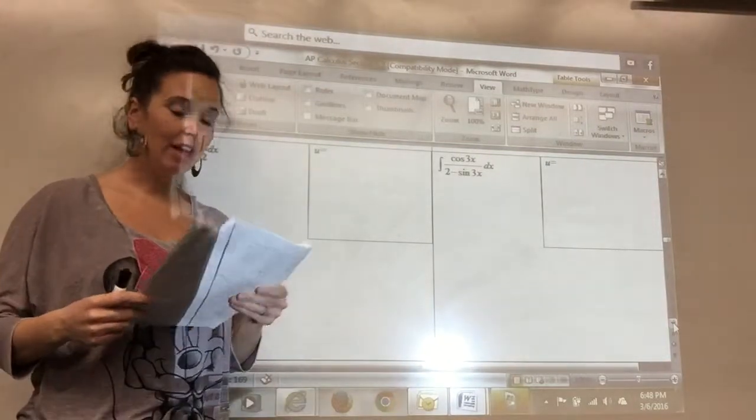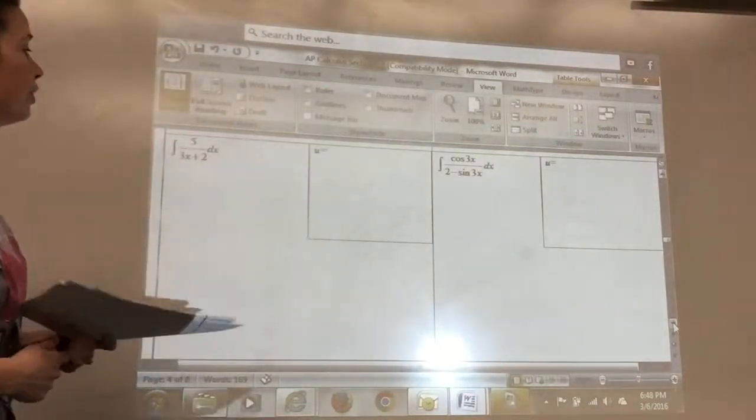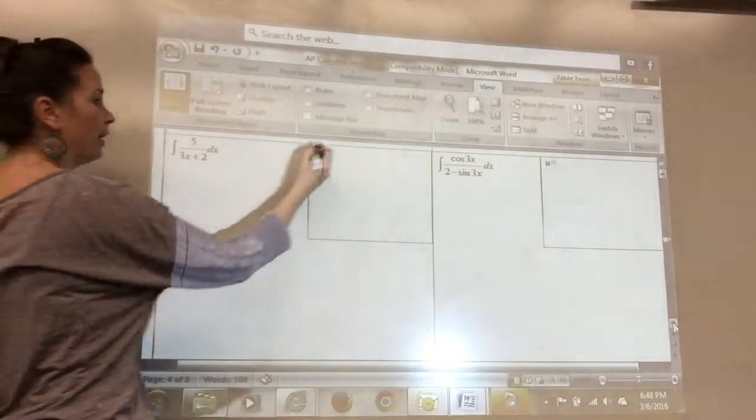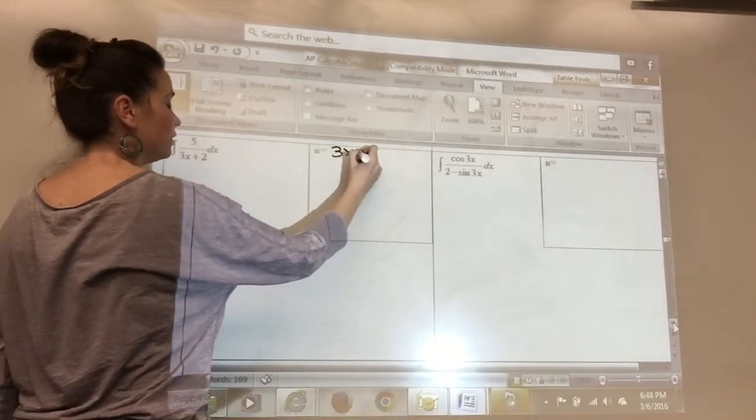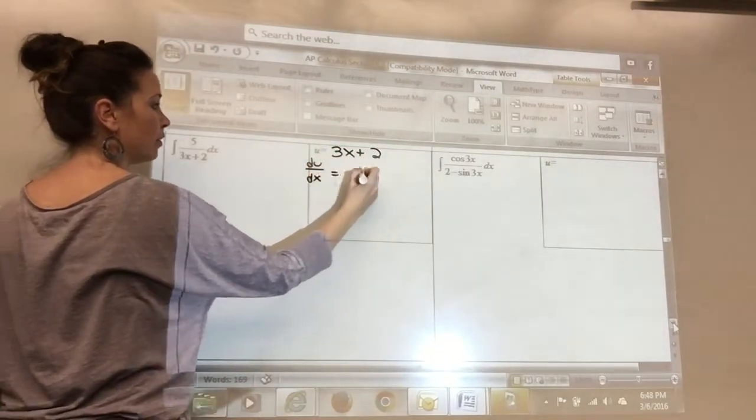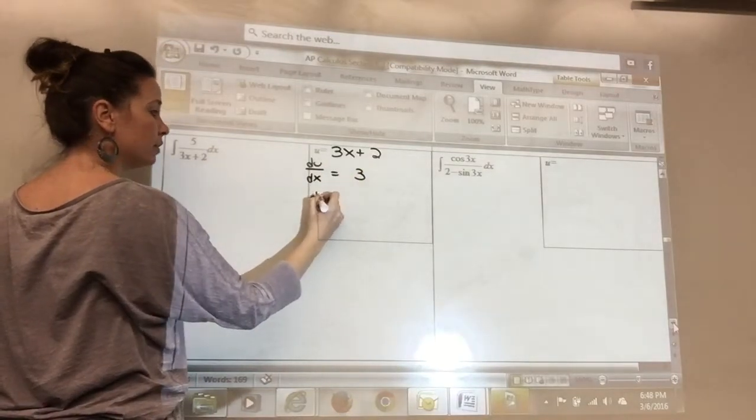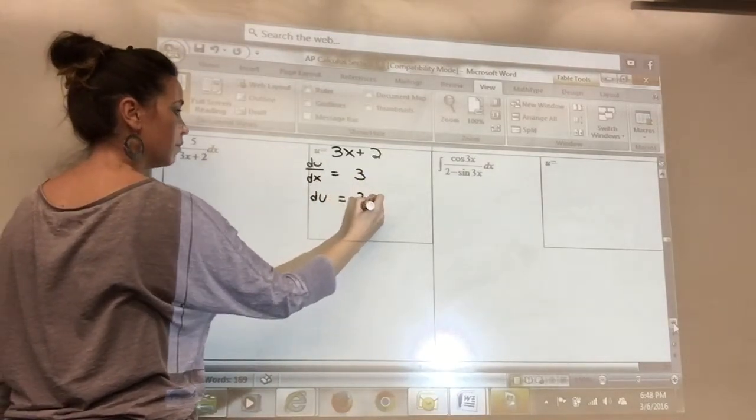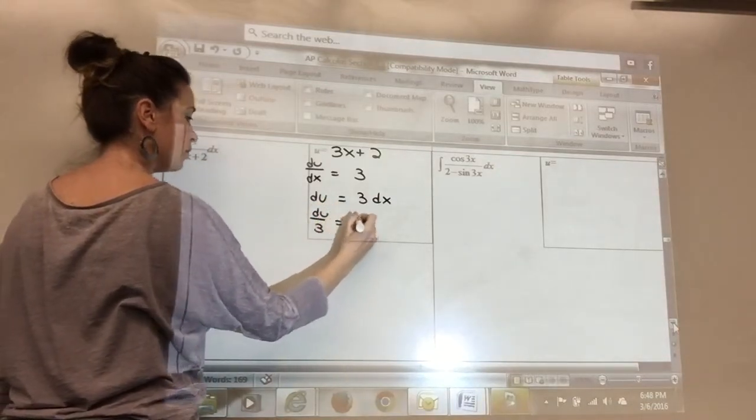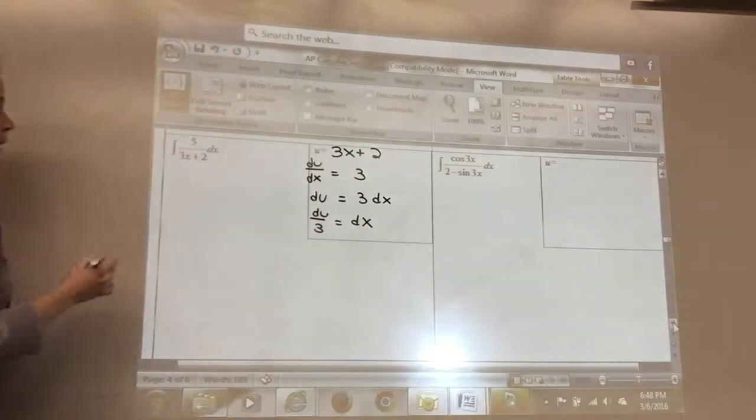Okay, 4 left. We have 5 over 3x plus 2. Okay, so our u substitution, I would guess most of us would just pick the denominator. 3x plus 2, derivative. Solve for dx. And sub it in.